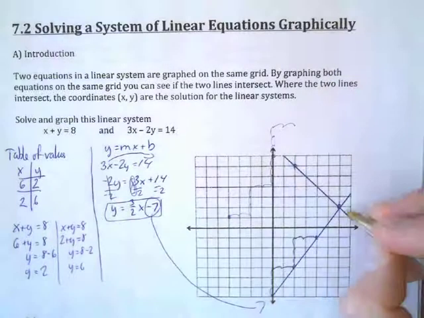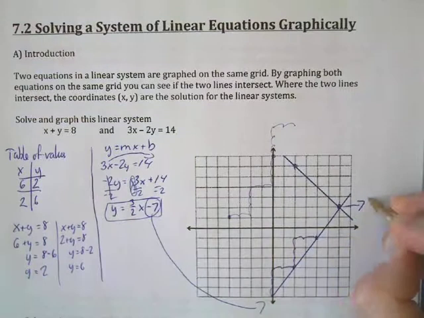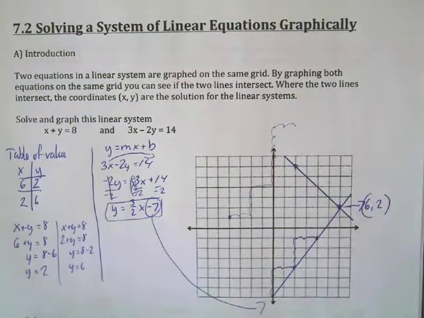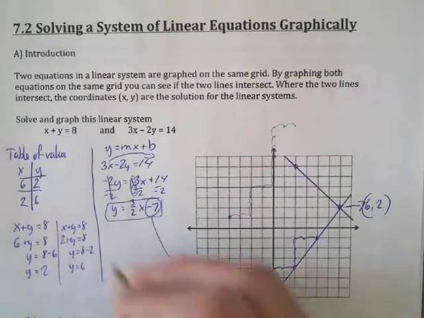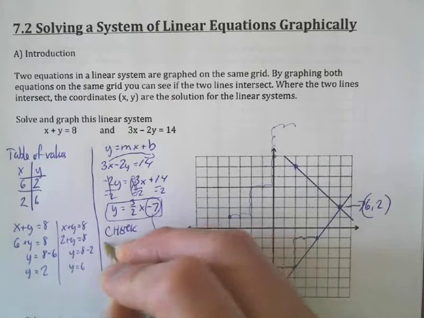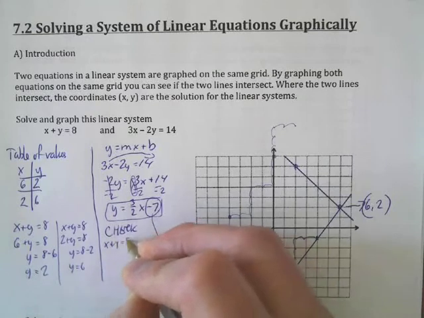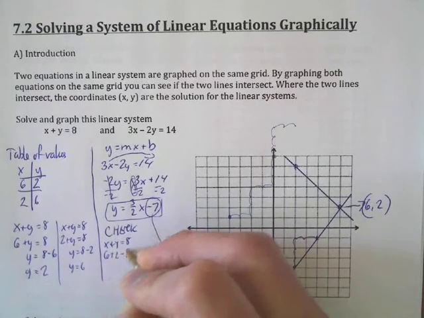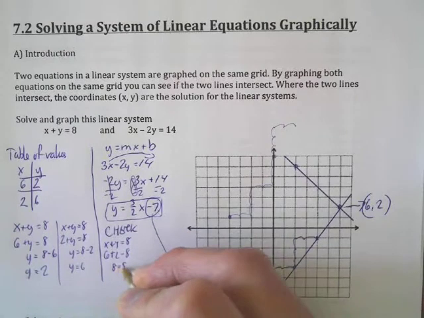So they intersect at this point right here, which is 6, 2. Plug that into the equation and see if you're right. So I'm going to check it. x plus y is equal to 8. 6 plus 2 is equal to 8. 8 is equal to 8, works.